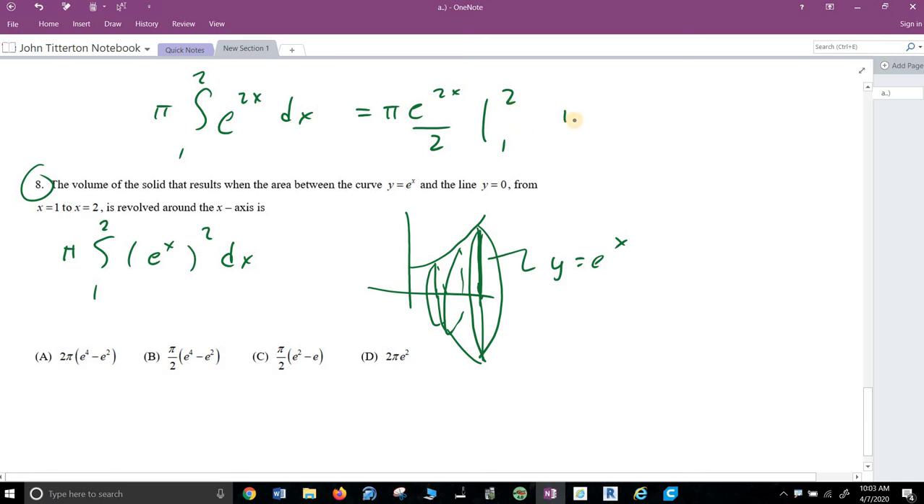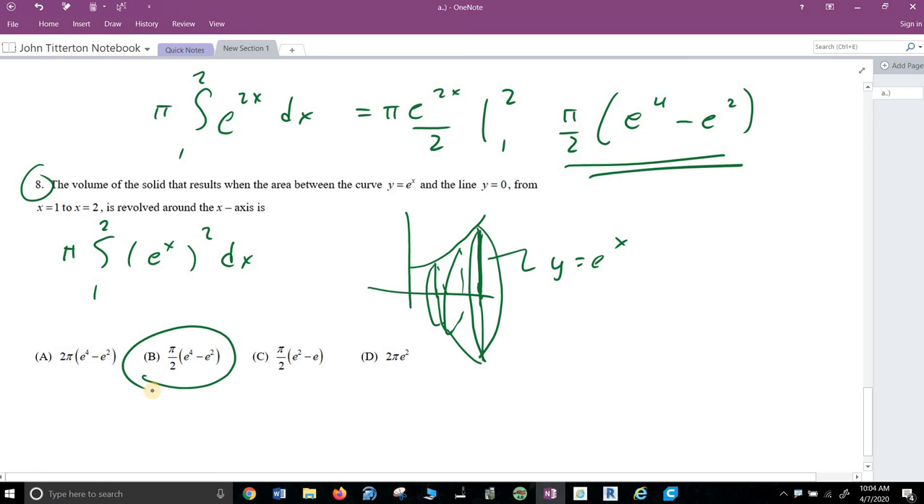Plug in 2: pi over 2, e to the 4 minus e squared. Neat. Hey, I got another one right. Wow, today's a lucky day, I'll tell you what. Should go and play the lottery.